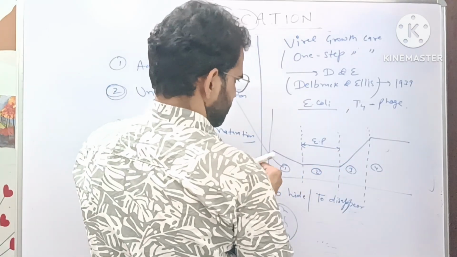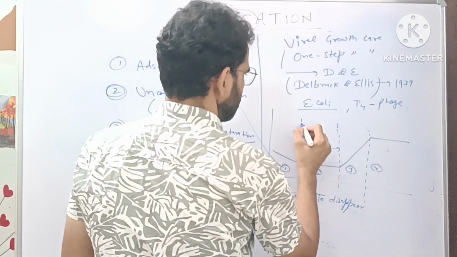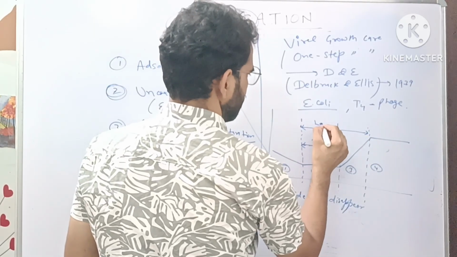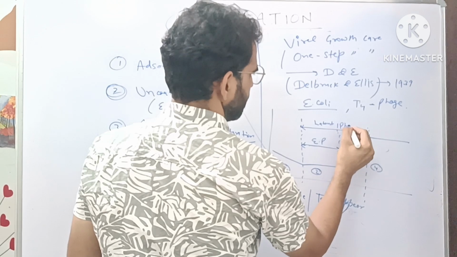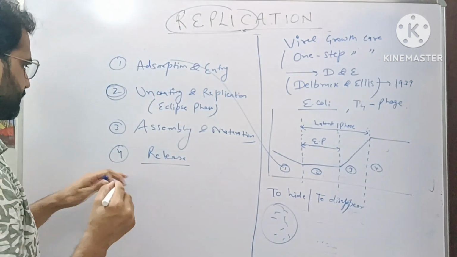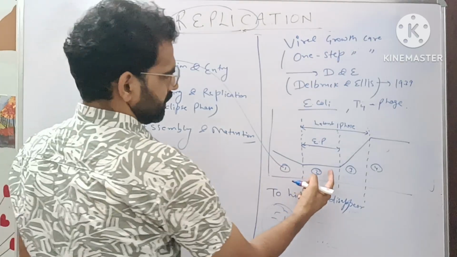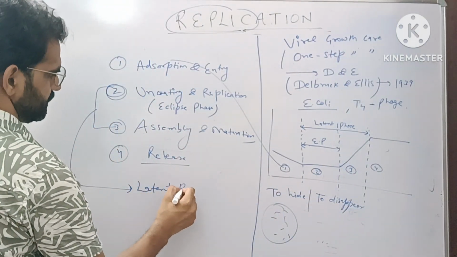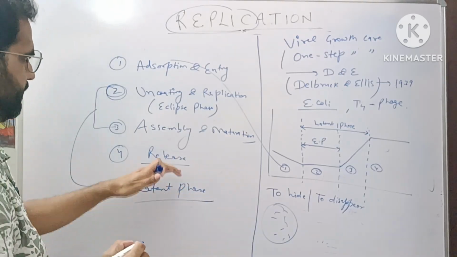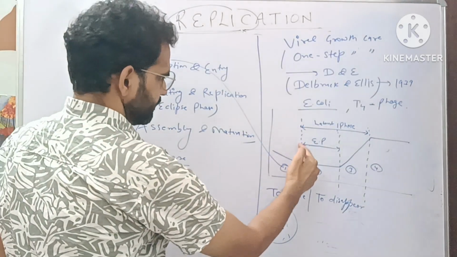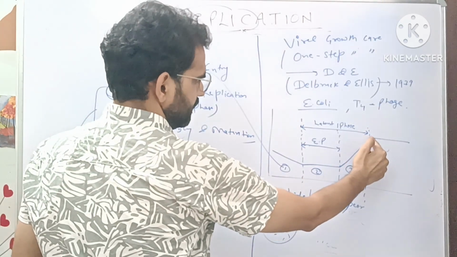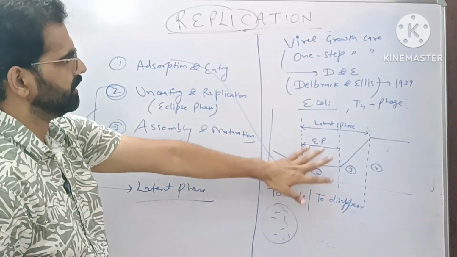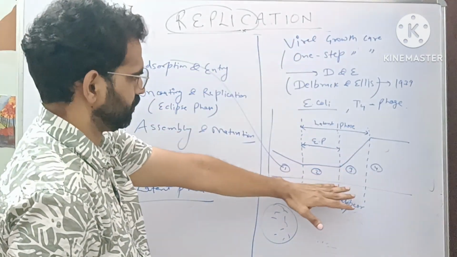And this 2 plus 3, this one till the release, this is known as latent period or latent phase, LP. So this number 2 and 3, we call it latent phase. So latent phase means beginning of the eclipse and until the release of the virus outside of the cell. So this is the viral growth curve, one-step growth curve.